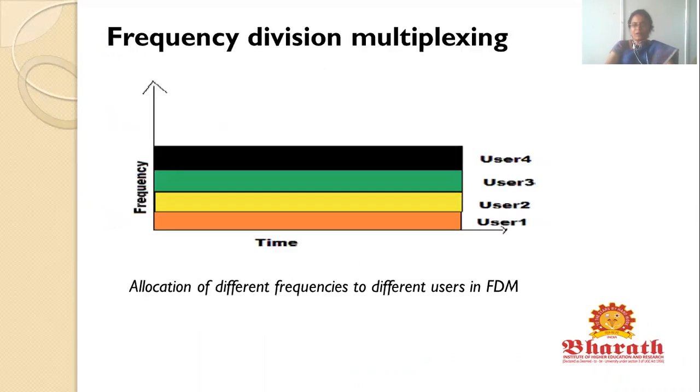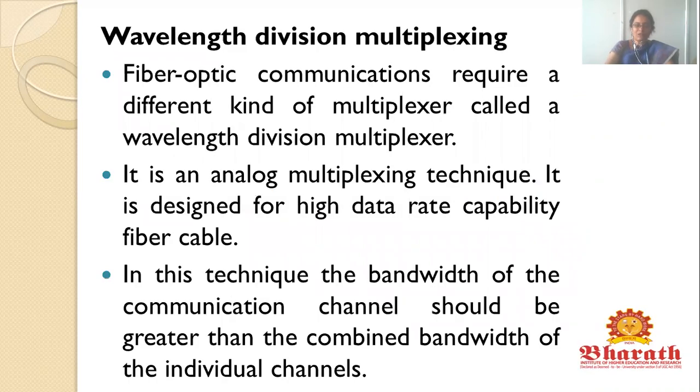And here, different frequencies are allotted to different users in frequency division multiplexing. For example, user 1 uses the orange color band of frequencies allotted to user 1, and the yellow color band is allotted to user 2. Similarly, the black color band is allotted to user 4. So this is about frequency division multiplexing.